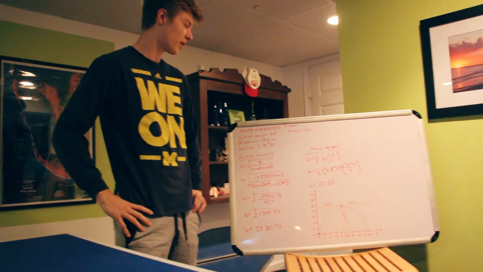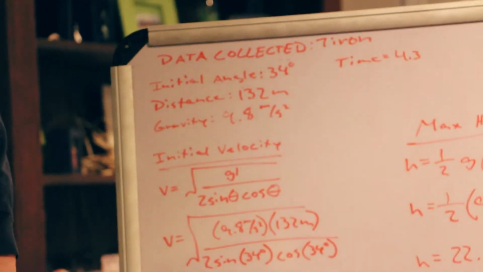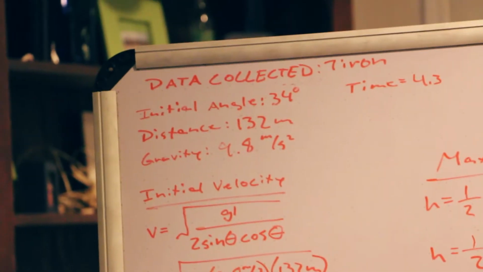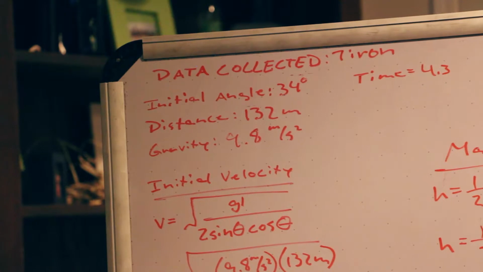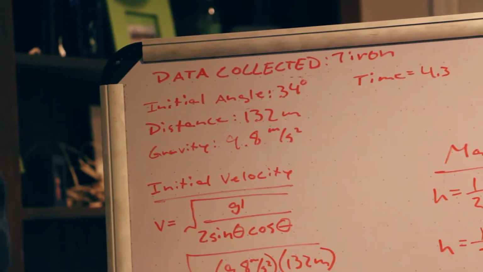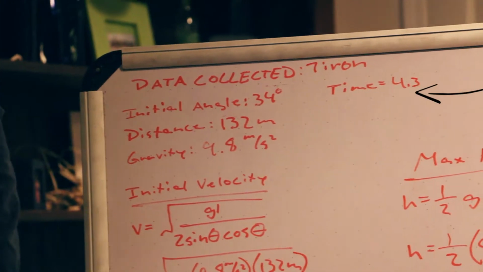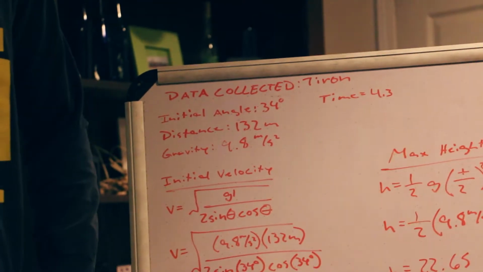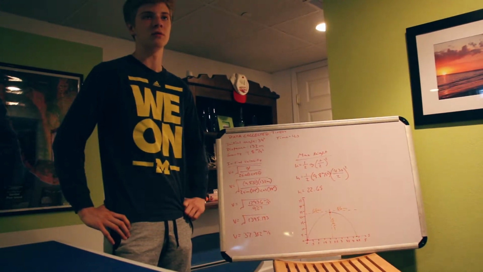Okay, so the data we collected for the 7-iron, the angle changed. The angle is now 34 degrees, which allows it to go farther, and it reaches a lower maximum height. The distance we found was 132 meters. The time it took to get there was 4.3 seconds, and gravity stays the same at 9.8 meters per second squared, acting downwards towards the Earth.